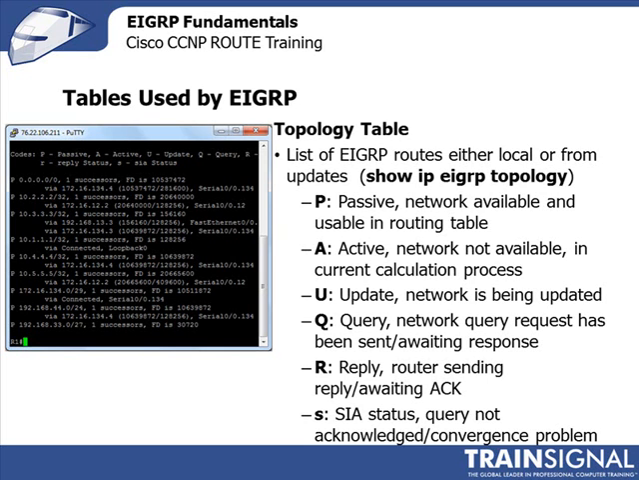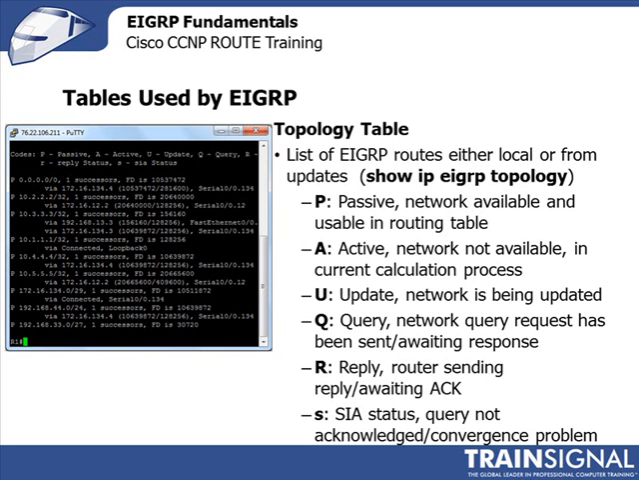U is update. It means the network is being updated. Obviously goes without saying. Q is query, meaning a network query request has been sent out and this particular device is awaiting the response. R is reply, which means that the router is sending a reply or awaiting an acknowledgement. And then S is the SIA status, which means that the query has not been acknowledged. It can indicate a convergence problem.